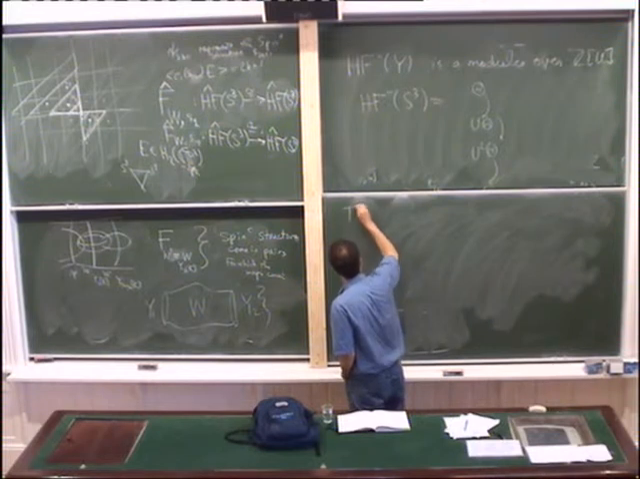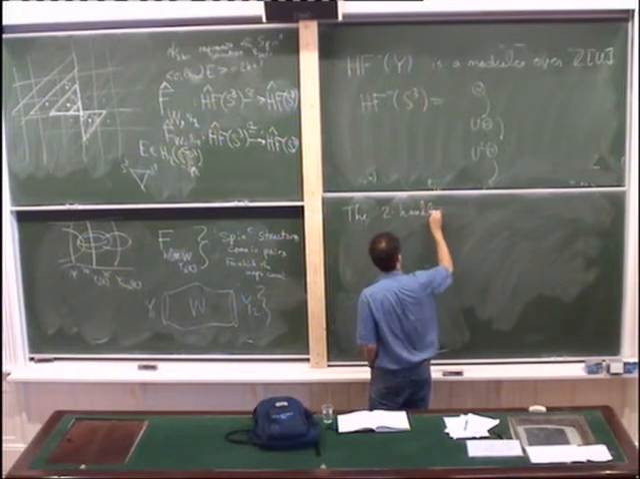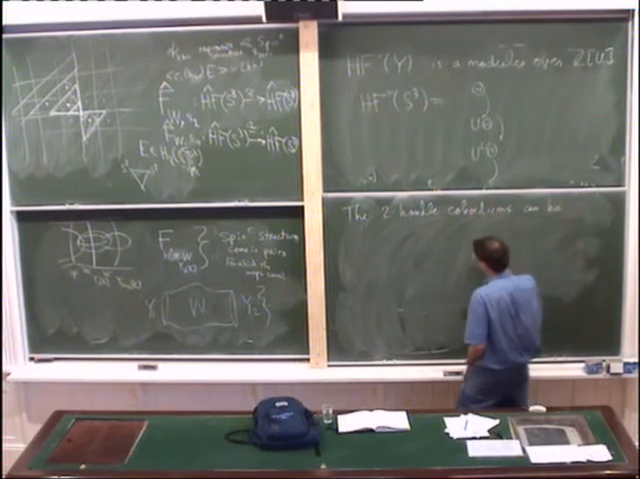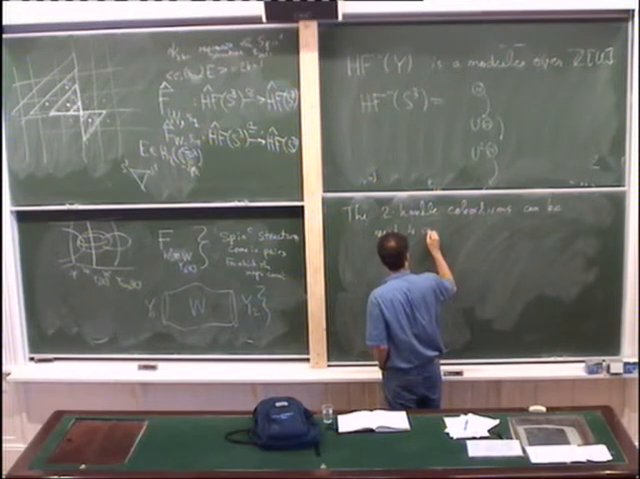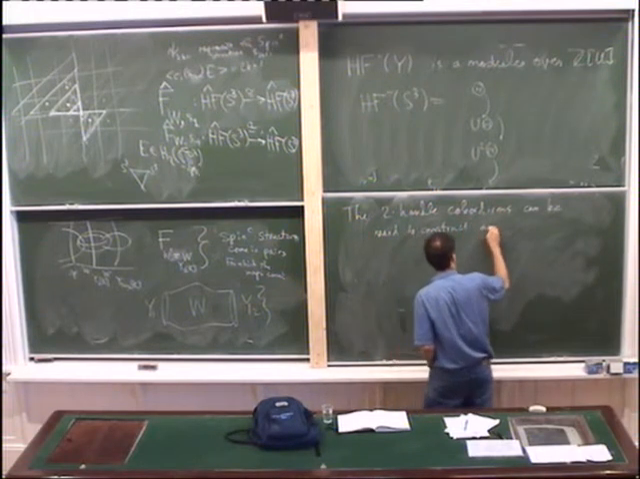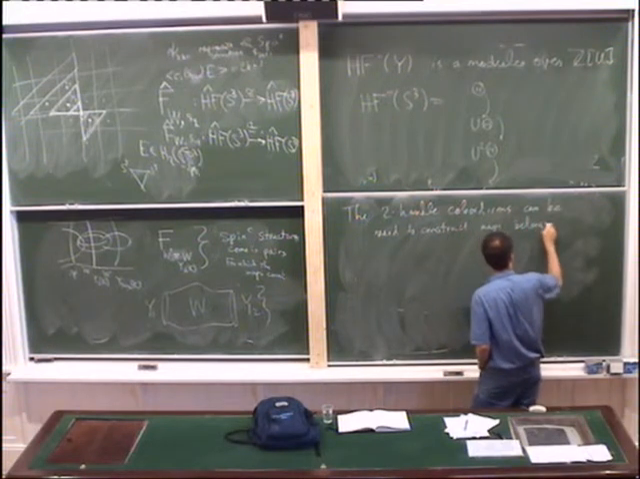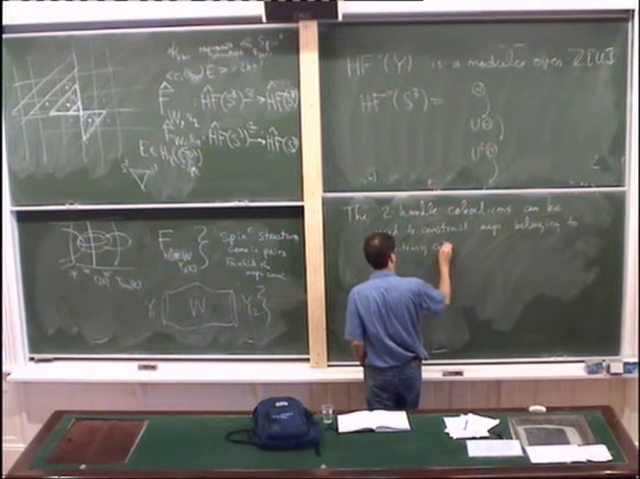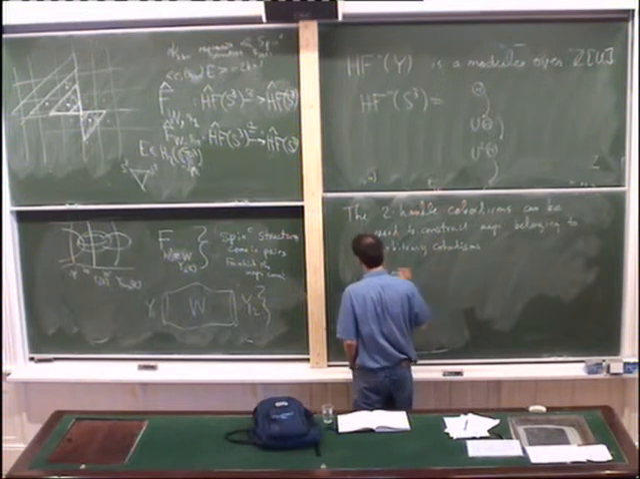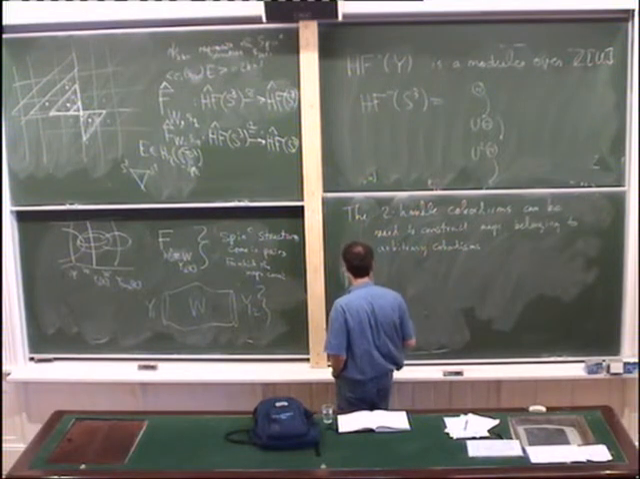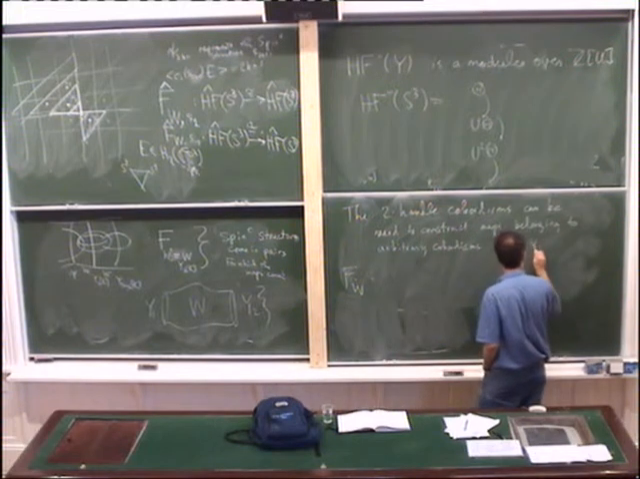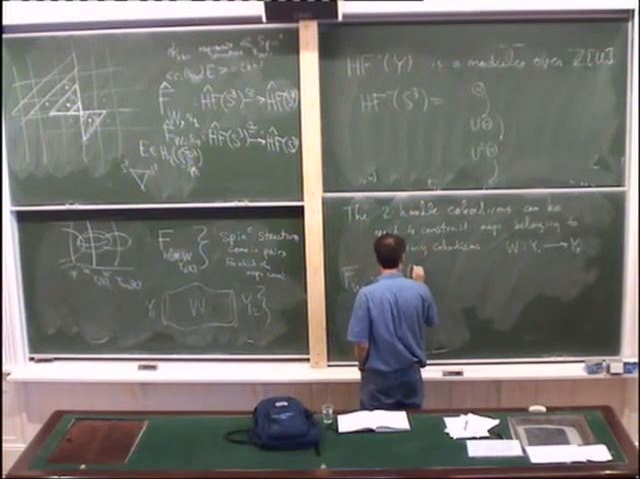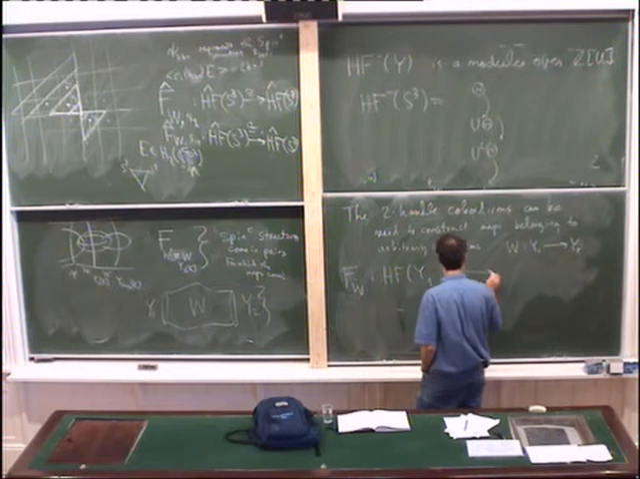these cobordisms can be used to construct maps belonging to arbitrary cobordisms. Let me call it F_W, going from, so if W is a cobordism from Y1 to Y2, there's an induced map F_W going from the Floer homology of Y1 to the Floer homology of Y2.